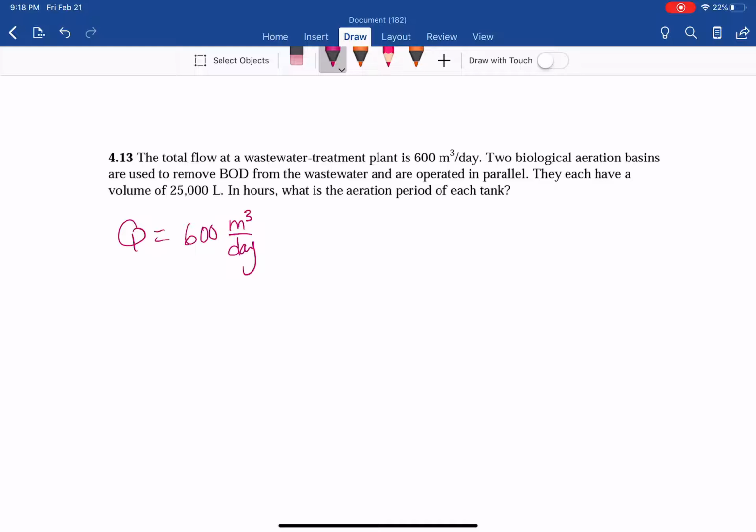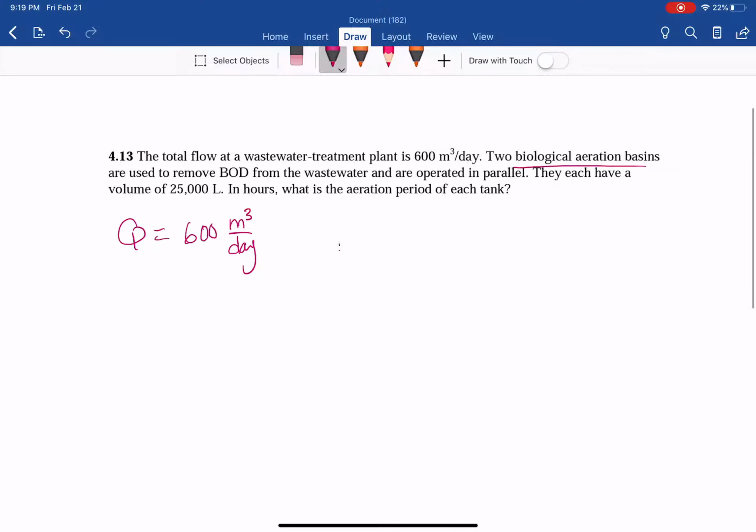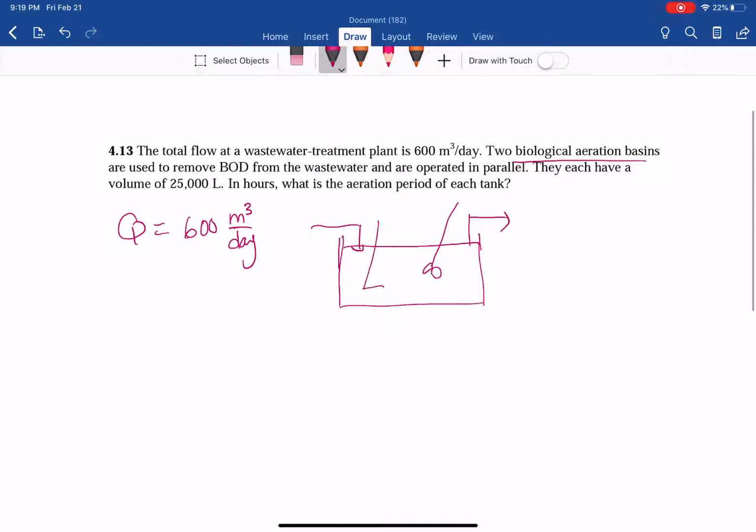The two biological aeration basins are used to remove BOD from the wastewater. Once we come to biological treatment, we will understand what biological aeration is. It is two huge tanks where there is bacteria and there is organics. Of course, there is flow continuously in and continuously out, and there is mixing, and oxygen is coming into the tank. So there are two tanks, like this, with mixers and oxygen. Two biological aeration basins.